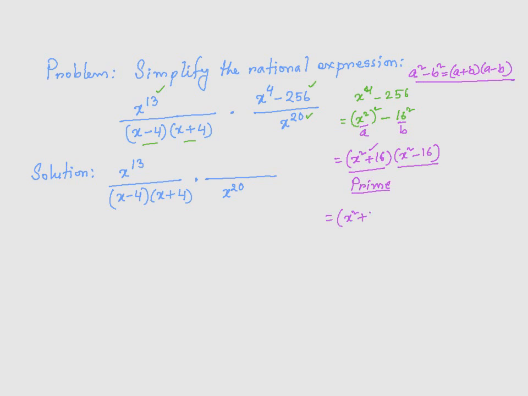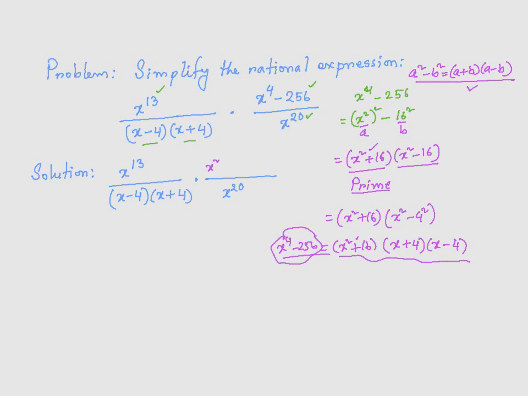x square plus 16 stays as it is because it's a prime, it cannot be factored. And x square minus 16, I will rewrite as x square minus 4 square because 4 times 4 is 16. Once again, x square plus 16 stays as it is because of the plus sign in between the square term and 16. And then for x square minus 4 square, I could use the difference of squares formula. That would give me x plus 4 times x minus 4. So x to the power 4 minus 256 is equal to x square plus 16 times x plus 4 times x minus 4.